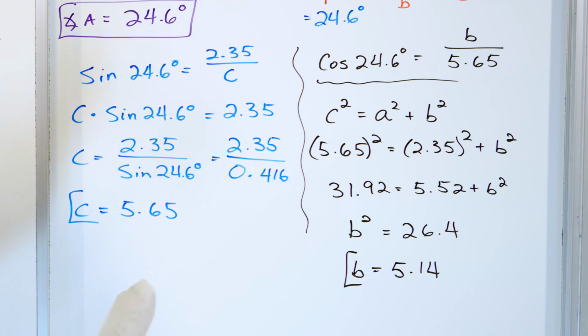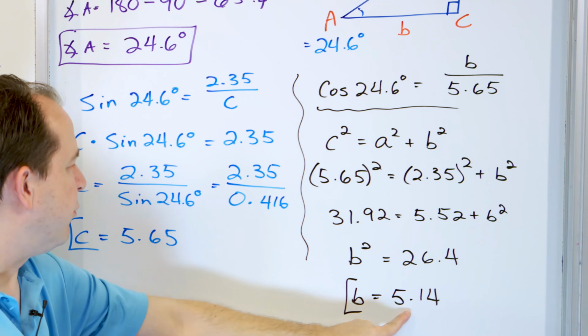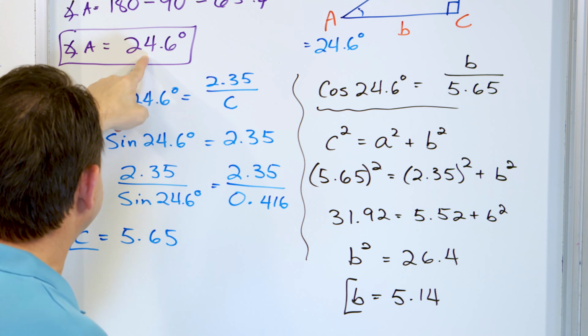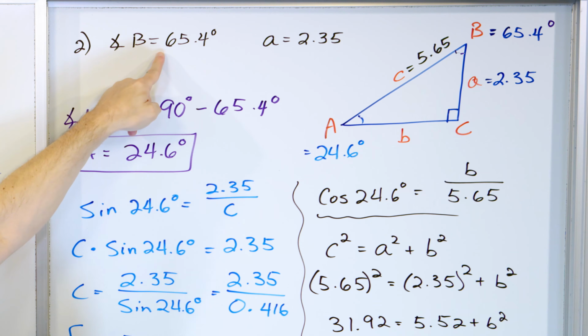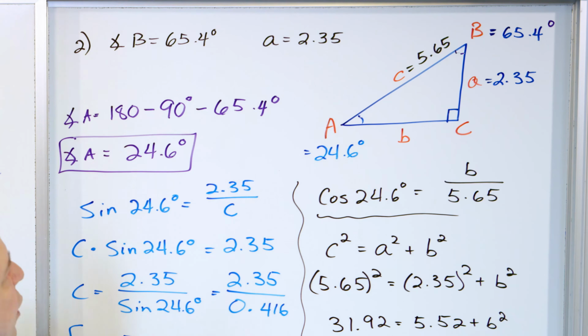So let's double check ourselves that we solved everything. Side A is 2.35, side B is 5.14, side C is 5.65, okay? All three sides accounted for. Angle A is 24.6 degrees. Angle B was given at 65.4 degrees, and angle C is 90 degrees. So all three sides and all three angles.